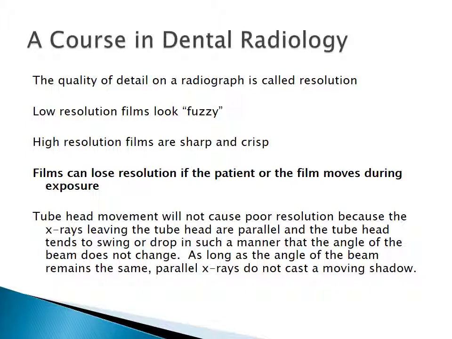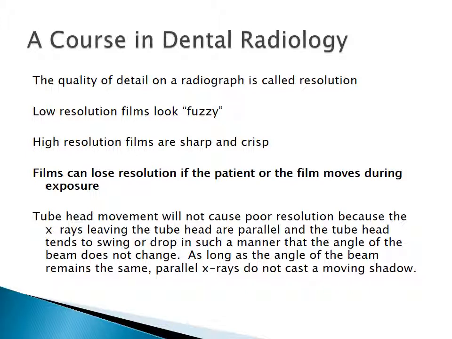So the quality of the film is called the resolution. Low resolution film is just like a low resolution television. It's going to look very, very fuzzy. A high resolution film will look very sharp and very, very crisp. So if the patient moves or the film moves during an exposure, they're going to lose resolution.